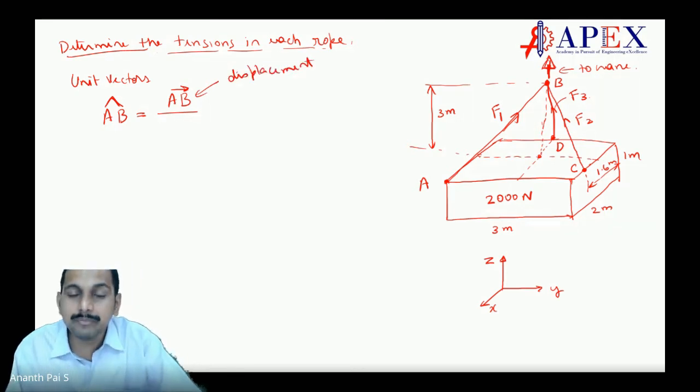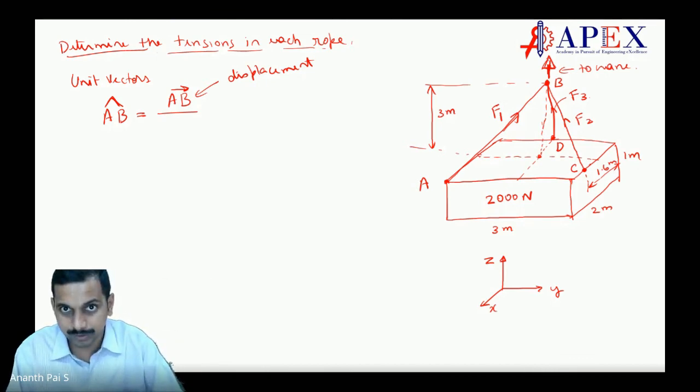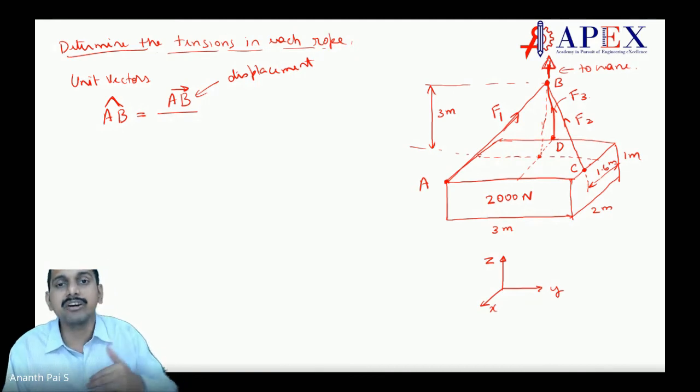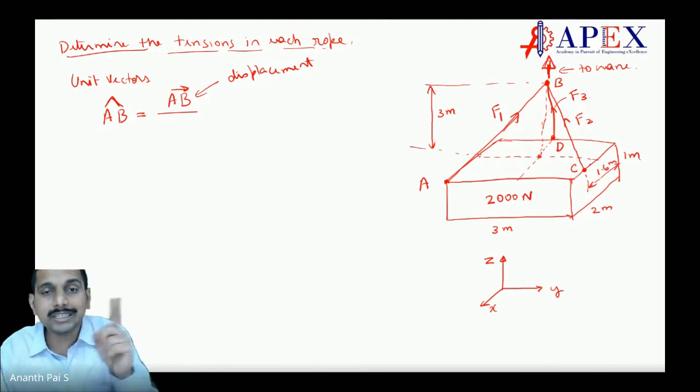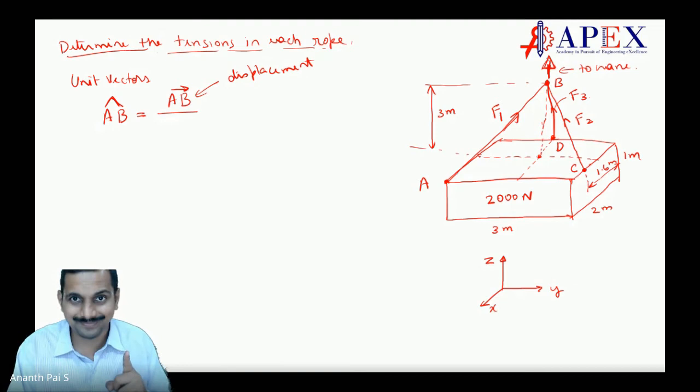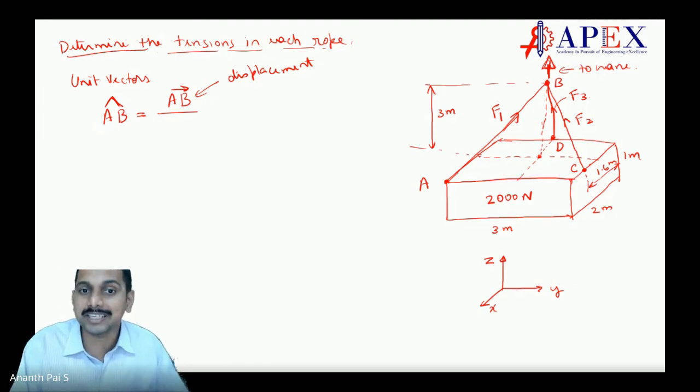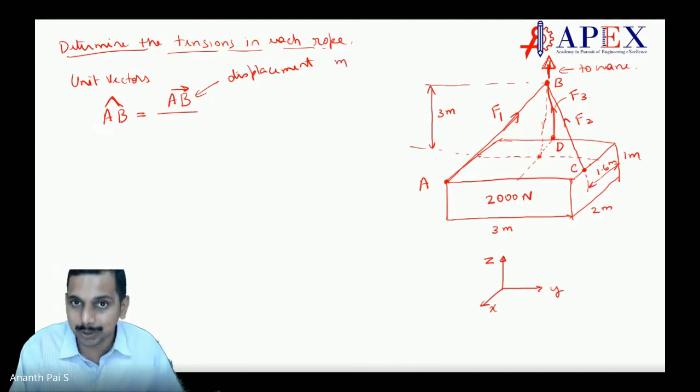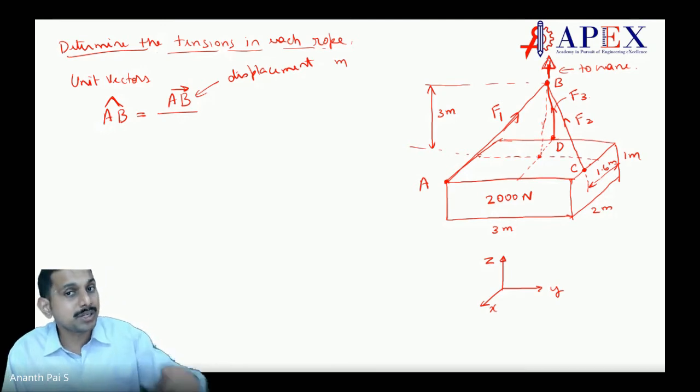Now this could have been told with force vector also. We will do examples tomorrow where we give a force vector and then find the unit vector. Unit vector does not have any units. Displacement vector has a unit in meter, centimeter, length units. Force vector has units in Newton.